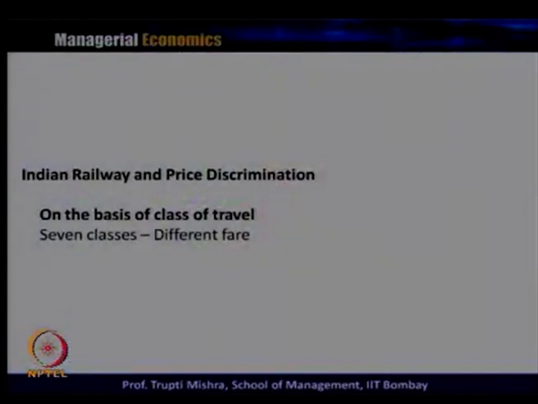Then on the basis of the class of travel, there are 7 classes, starting from the unreserved class to the sleeper class, the third AC, the second AC, and the first AC, including AC sitting. There are 7 categories of service offered to the consumer, and for each category a different price or fare is charged. Of course, the comfort associated with the different classes is different, but as a whole it is one product, a mode of travel, and still different prices are charged on the basis of the different classes offered in the train journey.